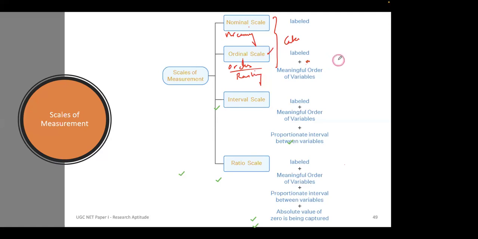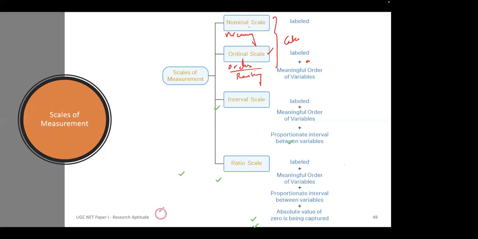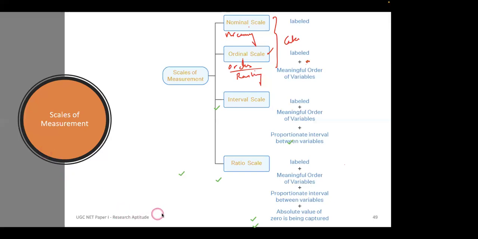Whenever you find levels like low, moderate, high, it is automatically ordinal. Please, someone is putting all ticks. Okay, just remove the tick for 1 minute. Sometimes I take 15 more minutes. Is it okay for all of you? Take 15 more minutes. Yes, sir.